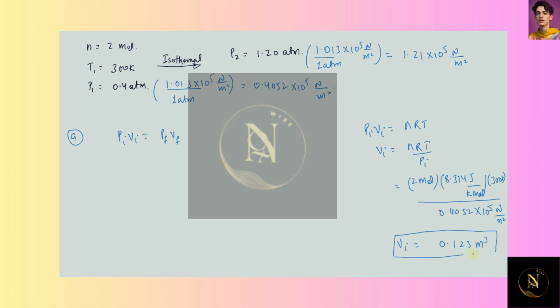Now we plug this value into the formula. P initial is 0.4052 into 10 to the power 5 Newton per meter square, times V initial, 0.123 meter cube, equals P final, which is 1.21 into 10 to the power 5 Newton per meter square, times V final. From here we'll get the value of V final as 0.0410 meter cube.